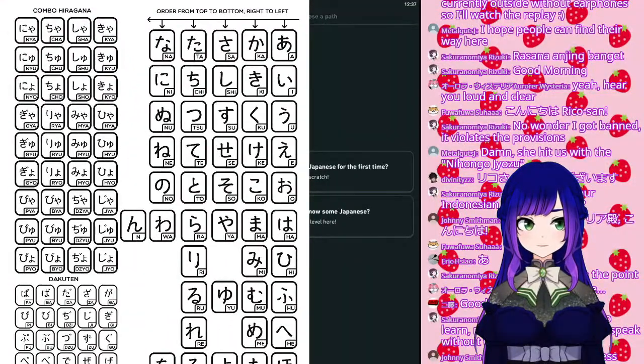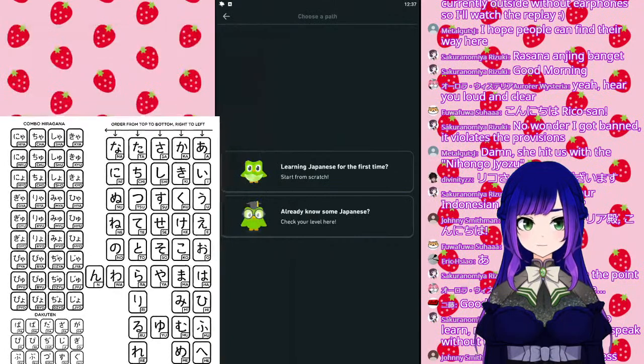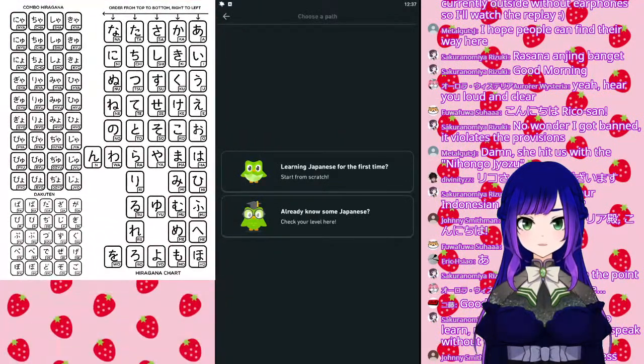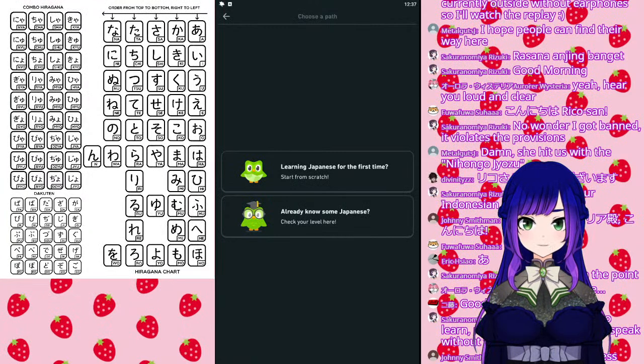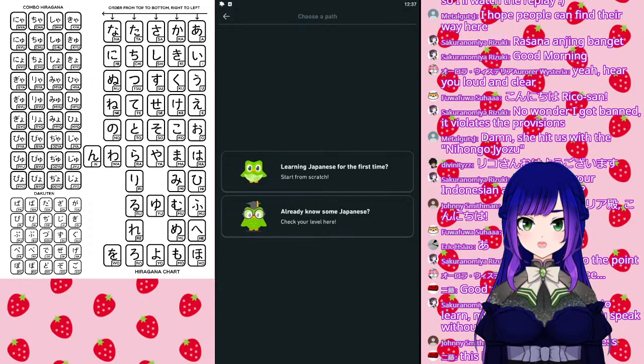This is too big. I don't know how big your screen is, but I'm going to leave it here. And then katakana, I don't know how far Duolingo goes on the first level, but I will try to do the katakana when it comes out.